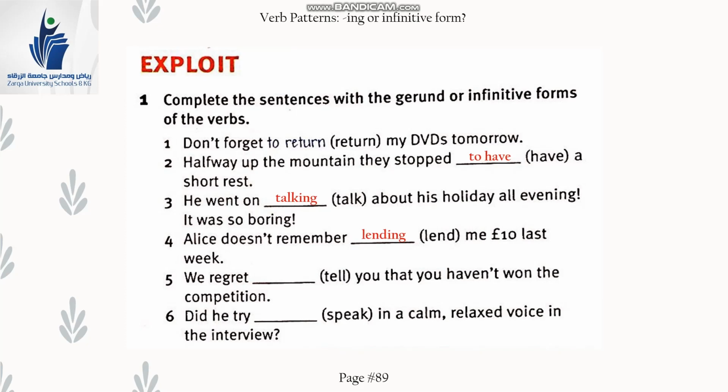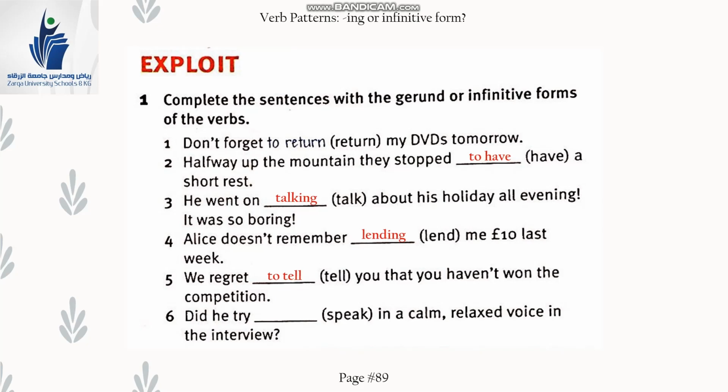Number 5, we regret ___ you that you haven't won the competition. ايش الاكشن اللي صار اول؟ الريجريشن ولا telling؟ اكيد اللي صار اول اللي هو الريجريت، بعدين صار عندك التيلينج. We regret to tell you that you haven't won the competition.